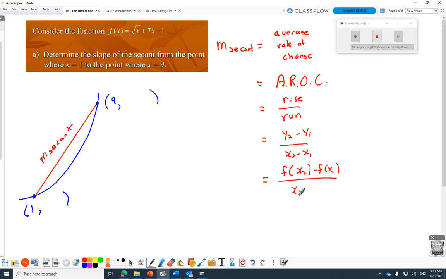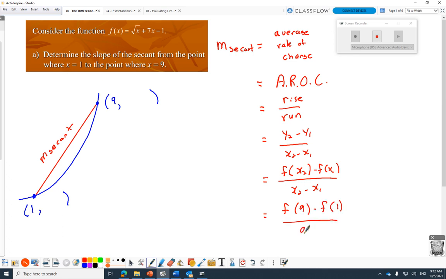And if you're completely bored with writing all this, I know this is just me reviewing maybe all of high school in one example. But in the end, finding slope of the secant was just finding y2 minus y1 over x2 minus x1. This is just function notation. It means sub in these two different things. So I've got my two values here. I want f at 9 minus f at 1 over 9 minus 1.